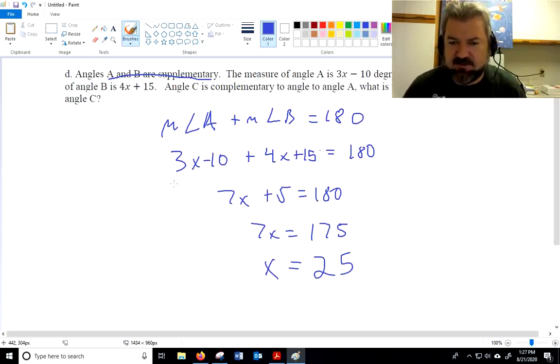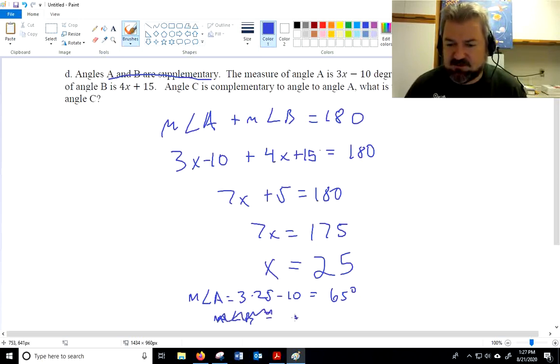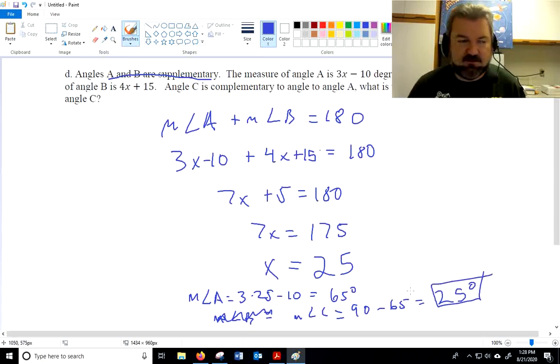So what is angle A? Angle A is 3x minus 10. So the measure of angle A is 3 times 25 minus 10. So that's 65 degrees. So then what's the measure of angle B if they're supplementary? Oh, I don't care, actually, because I just want to know angle C. And I know that the measure of angle C is complementary to A. So remember, complementary angles add to 90 degrees. So this is 90 minus 65, which is 25 degrees. All right, not too bad, right?